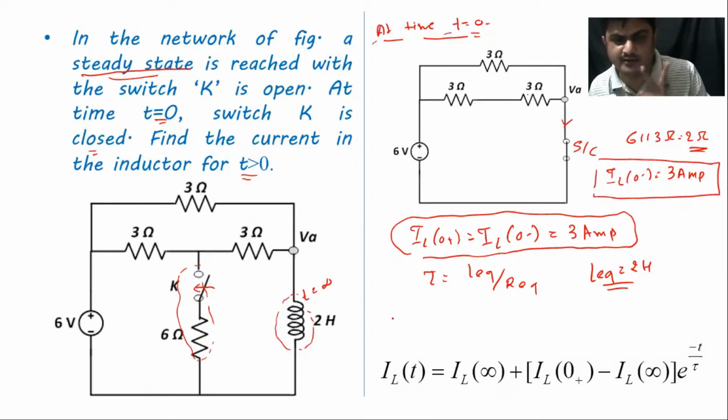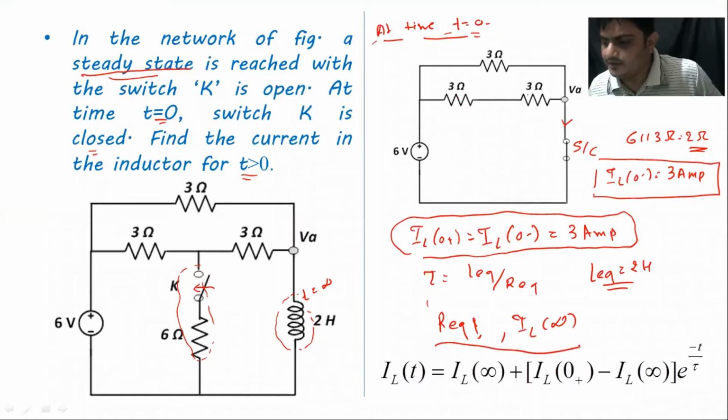Now we have only two unknowns. One is R equivalent, and second, we have to calculate IL infinite, that is the steady state value. So let us calculate those two variables. Once we have them, we will put all these calculated variables in this equation, and then we can calculate our total solution.